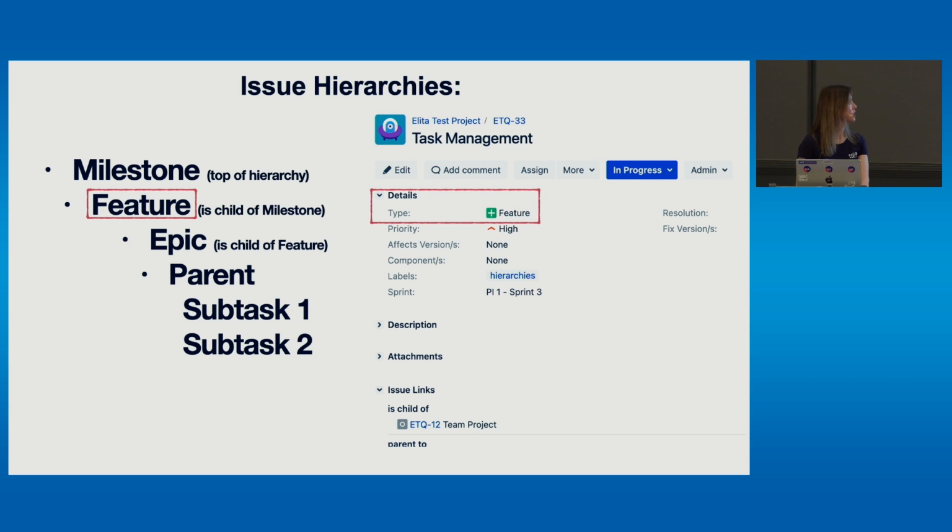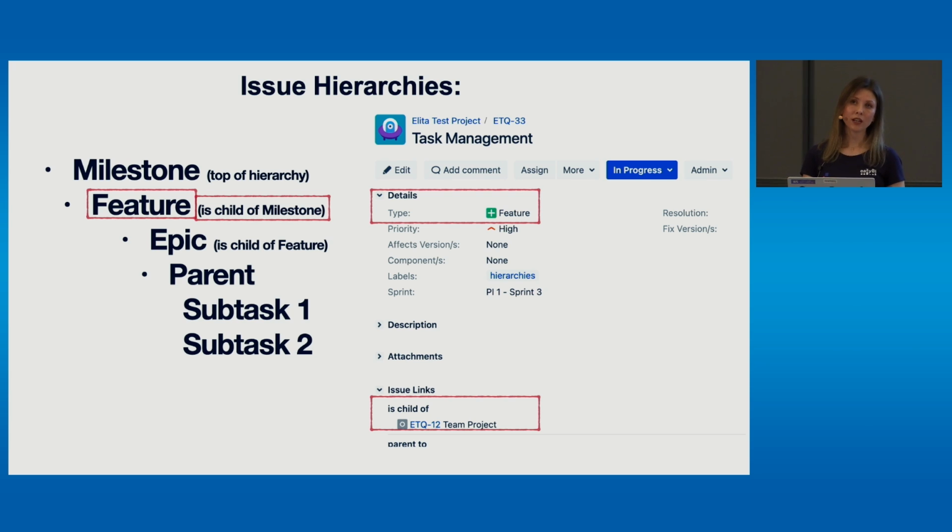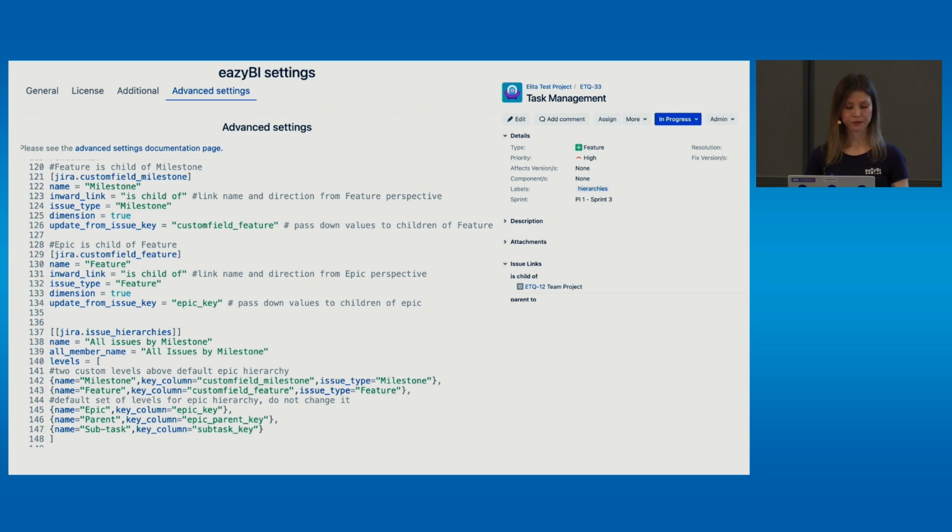So what you always need to remember, look at the child. Feature is the child of the top of my hierarchy, and epic is the child of the feature. But let's take a look at the feature. It is a child of my milestone, which in this case is also linked that way. The link type is child of the theme project, which is an ETQ12, and that is a milestone issue type. And that's when you build the issue hierarchies, this is what you should keep in mind.